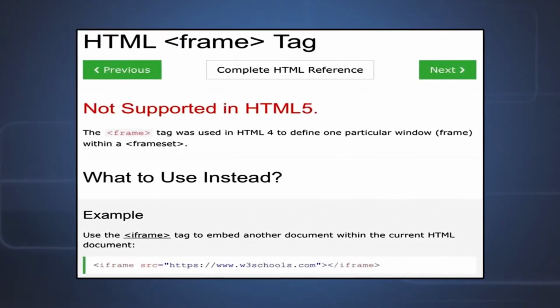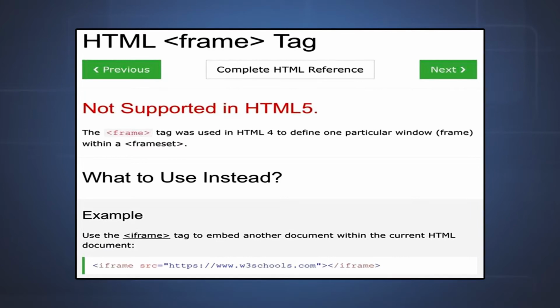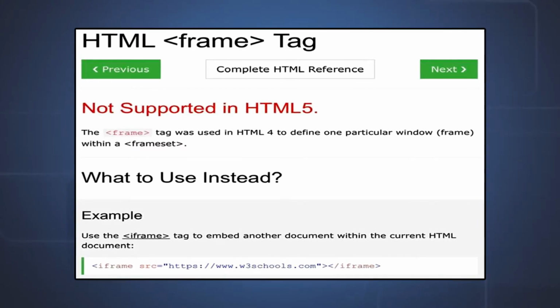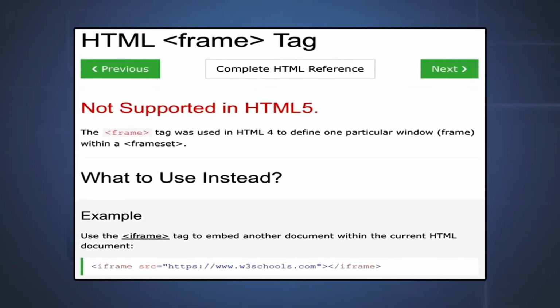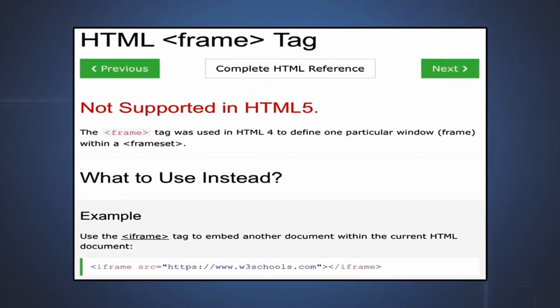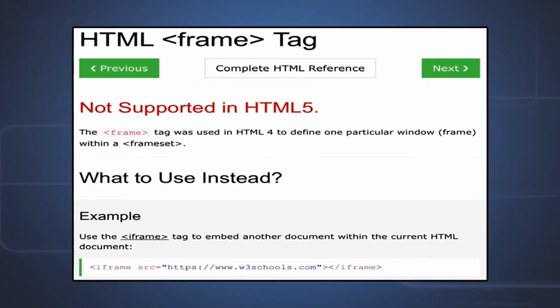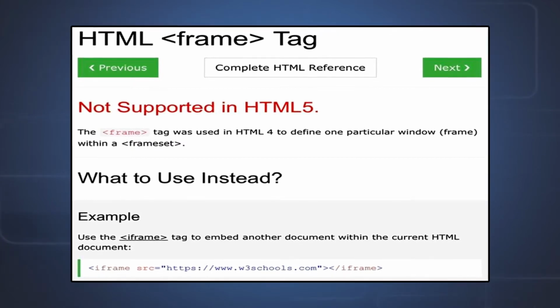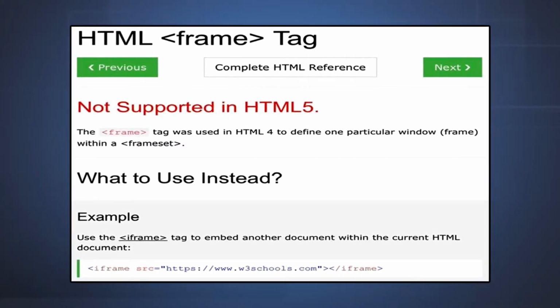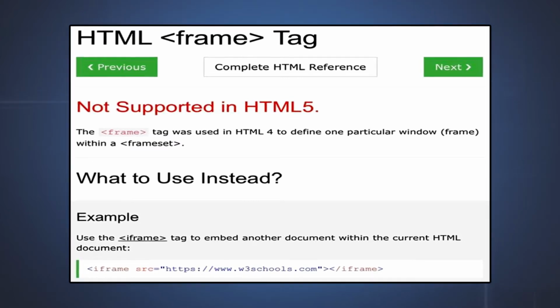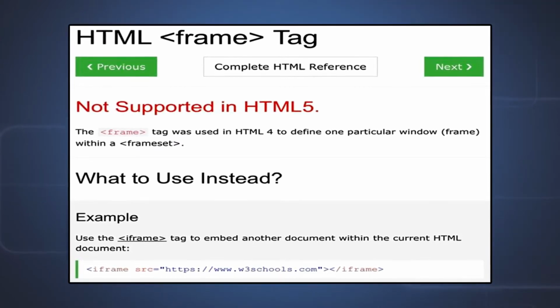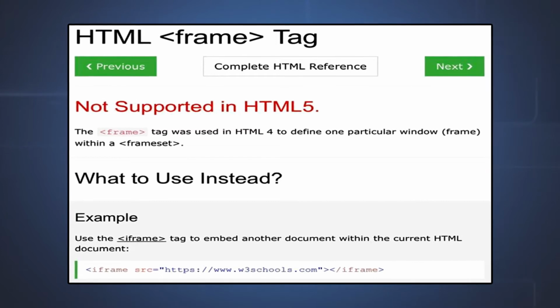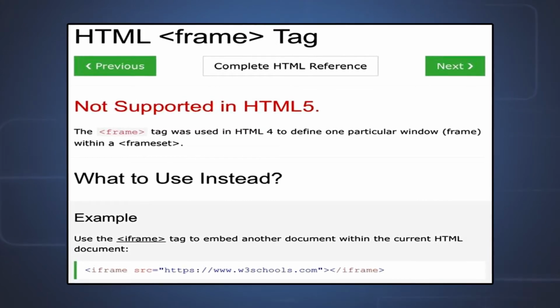Then we have a frame tag. Again, frame tag is not supported in HTML5. It's used in HTML4 to define one particular window. Basically, it can define a particular window, that is a frame, within a frame set. So if frame tag is not supported in HTML5, then what is that we have to use? We use the iframe tag instead of it, that is IFRAME.